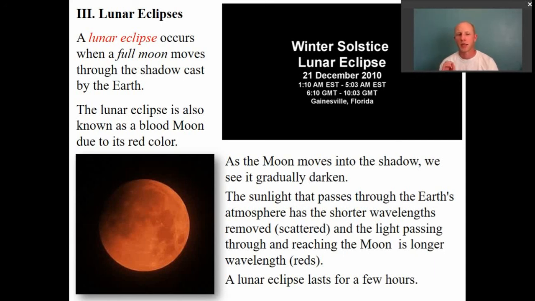As light passes through our atmosphere, it's distorted, refracted and reflected, and that's what shines on the moon. That's why we get that red color. As the moon moves into the shadow, we gradually see it darken.